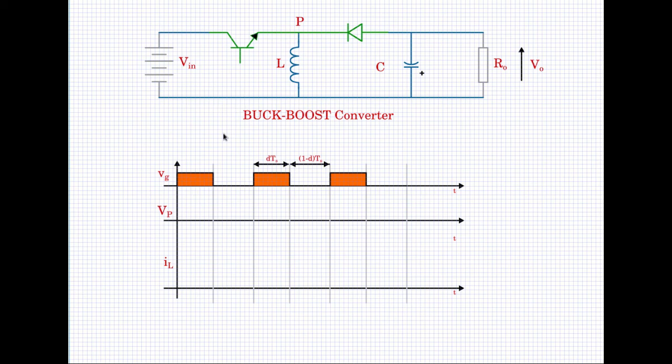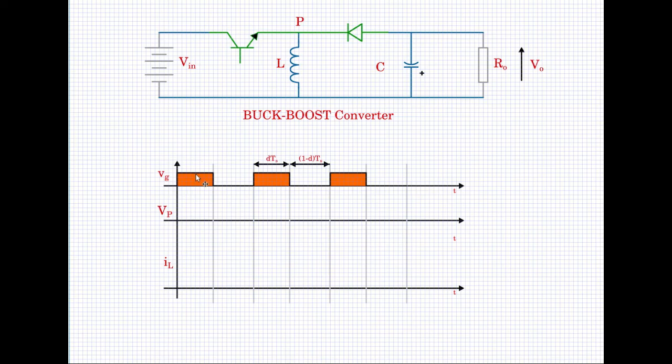Now let us see the waveforms at the critical point, that is the pole voltage and also the inductor current. VG is the gate drive that you are giving to the BJT or any power semiconductor switch. When VG is high, the BJT is on. When VG is low, BJT is off. The definition of the time period is as shown here. DTS is the duty cycle T on time of the BJT, 1 minus D TS is the T off time of the BJT.